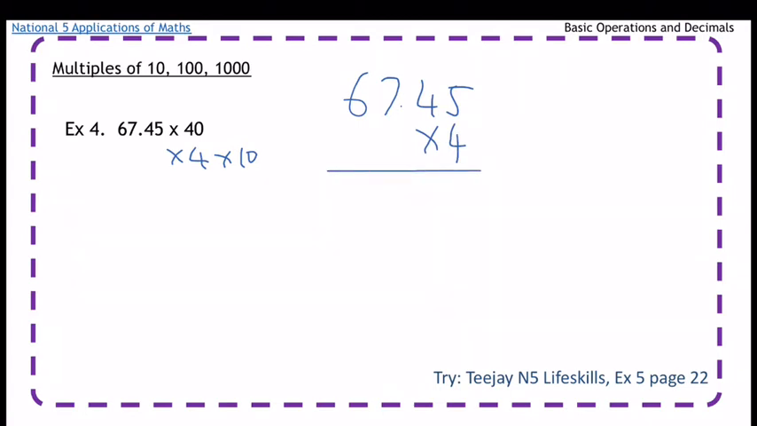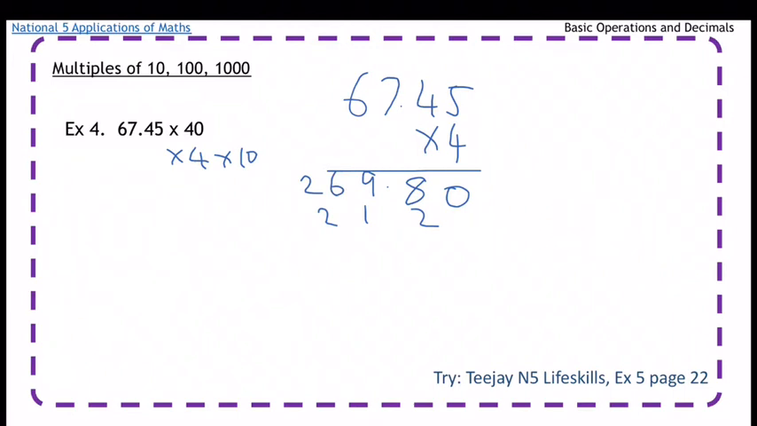So 4 times 5 is 20. 4 times 4 is 16, plus 2 is 18. 4 times 7 is 28, plus 1 is 29. 4 times 6 is 24, plus 2 is 26. So 269.8.